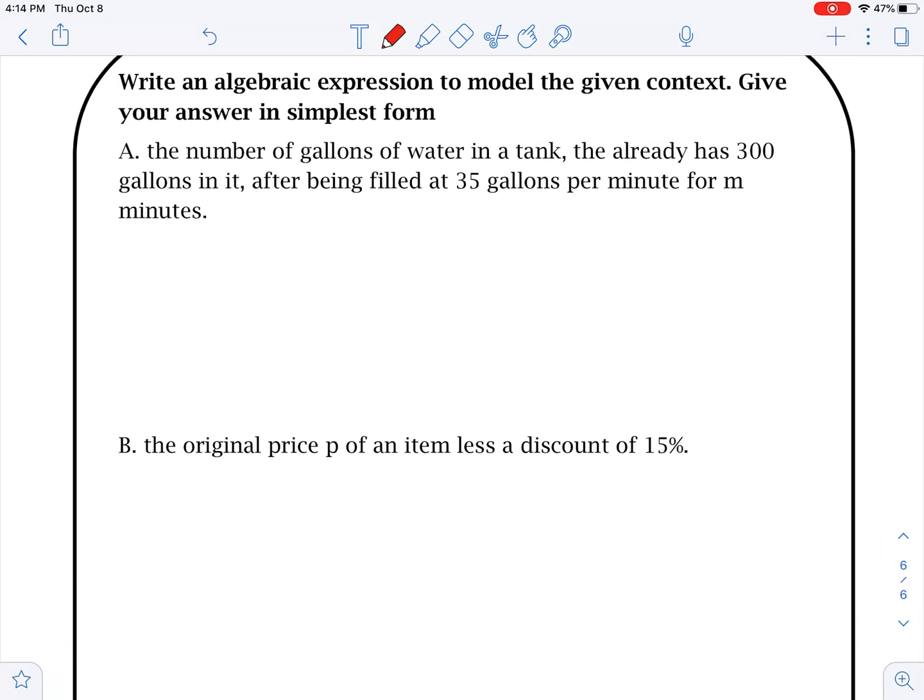So we want to write an algebraic expression to model the given context. Give your answer in simplest form. So the number of gallons of water in a tank that already has 300 gallons in it. So we know we already have 300 in it. The number of gallons in a water tank, after being filled at 35 gallons per minute. Per means multiplication. So we want to say the gallons of water is equal to, well, it already has 300 in it, plus it's being added to 35 gallons per minute.